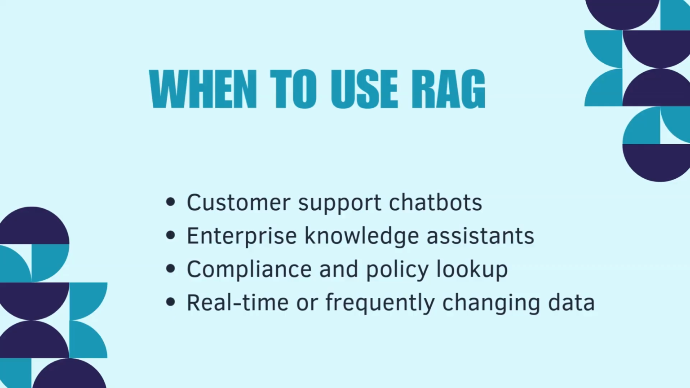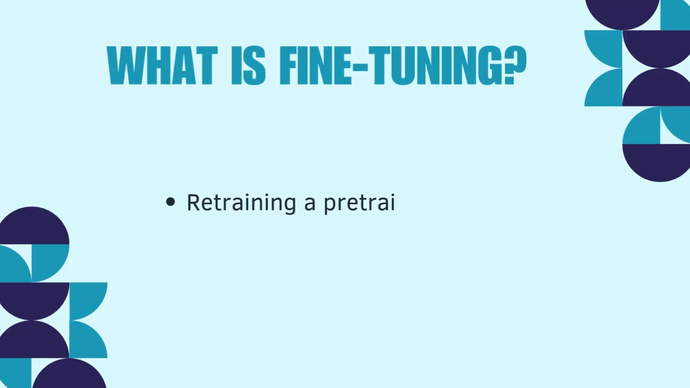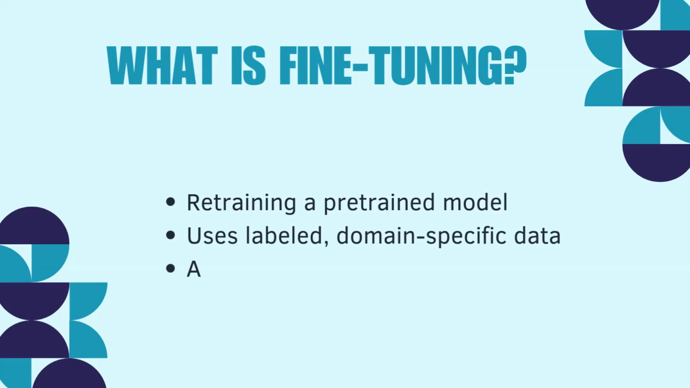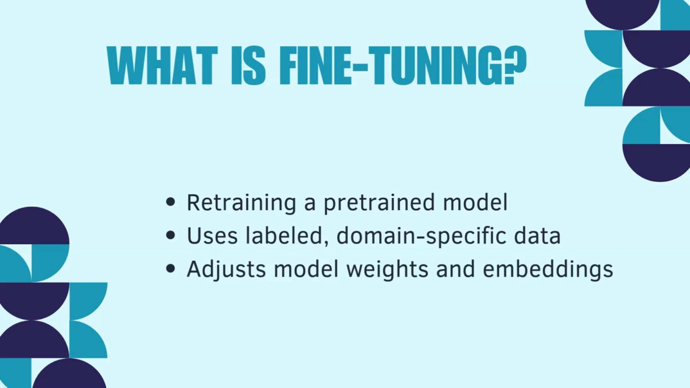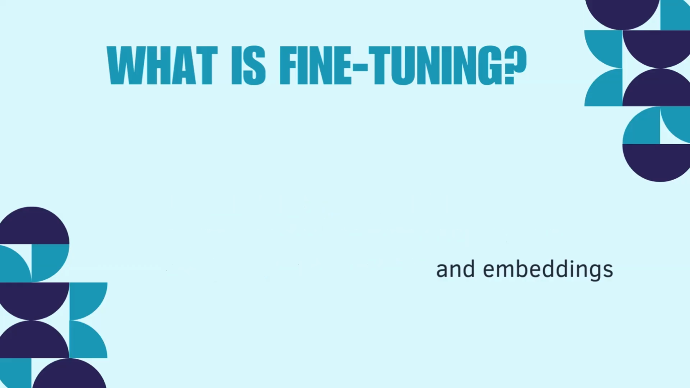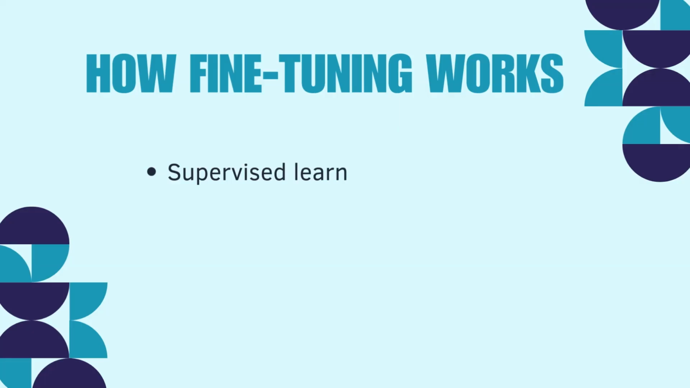Next, fine tuning. Fine tuning is the process of retraining a pre trained model on a smaller domain specific data set. This allows the model to adjust its parameters and embeddings to better fit a particular use case. Unlike prompt engineering or RAG, fine tuning actually changes how the model behaves internally. Fine tuning uses supervised learning, which means the data is labeled and structured. The model learns from examples and updates its weights accordingly.